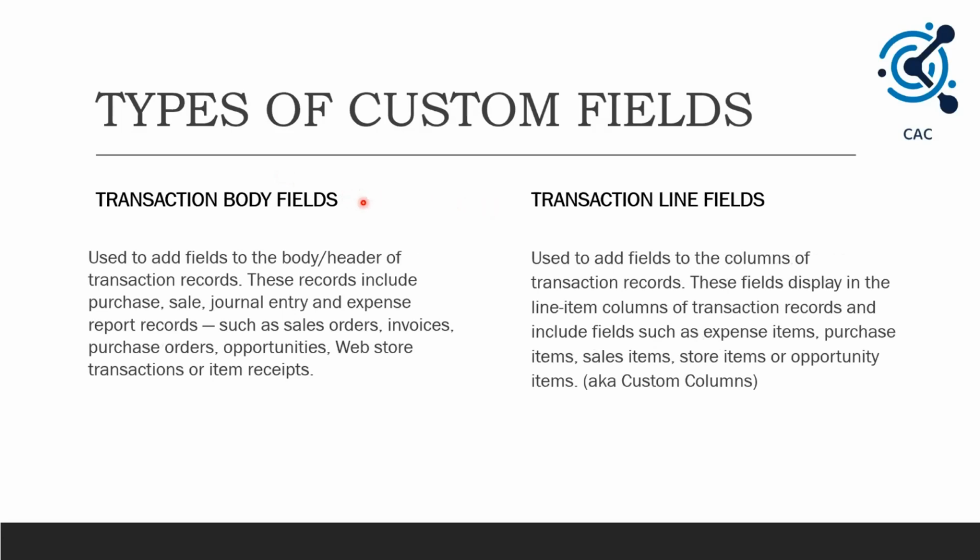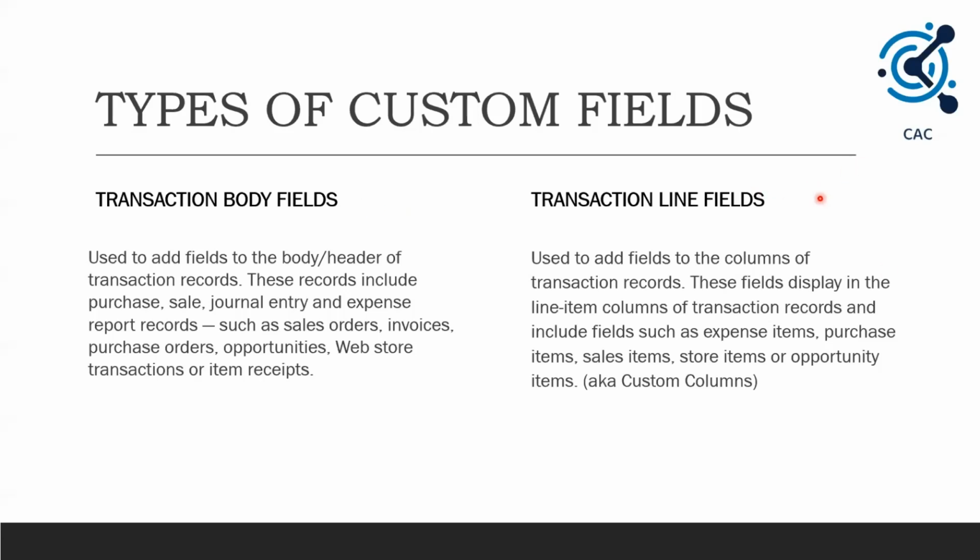Next one is transaction body fields. Transaction body fields are used to add fields to the body or header of a transaction. These records include a purchase, sale, journal entry, expense report records. Examples are sales orders, invoices, purchase orders, opportunities, web store transactions, or item receipts. And there are many other transaction types in NetSuite. This is just a sample of some of them.